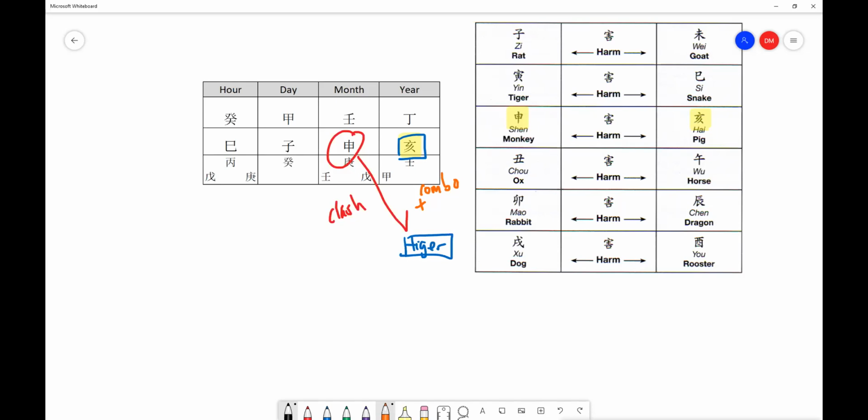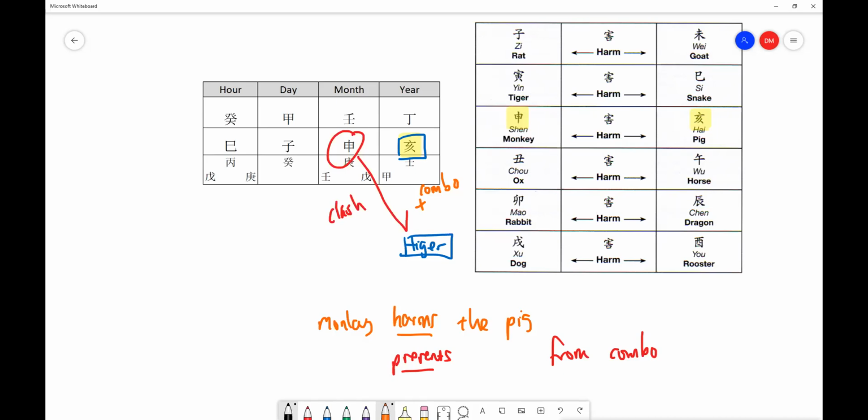So therefore, the monkey harms the pig. The monkey harms the pig. So when we say that the monkey harms the pig, what we are trying to say is the monkey prevents the pig from combination. Okay or not? Can we understand that?